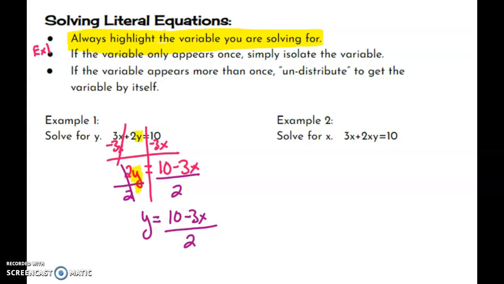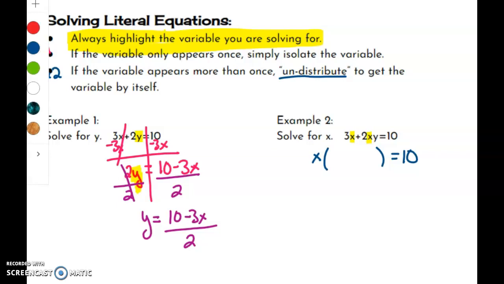So it says solve for x, so highlight any x's you see. Just the x's. So if you notice, I highlighted 2 different x's. So that is going to be, like example 2, it says, if the variable appears more than once, undistribute. So undistribute is just undoing the distributive property. So think about this. Take the x back out in front of a set of parentheses. Keep the equals 10 over there. It's just kind of hanging out.